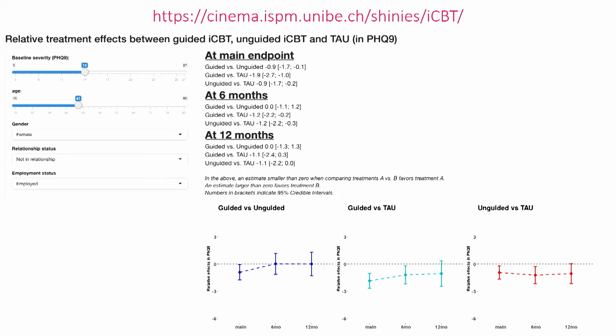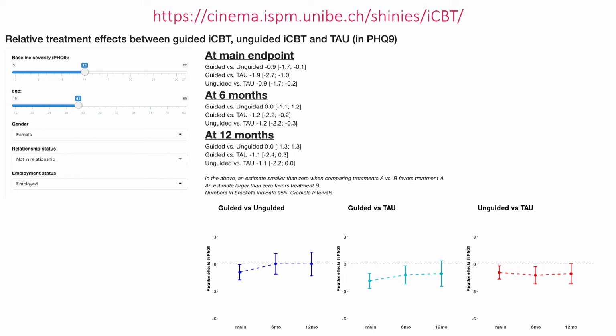You can go there. You can fill in all the details of one particular patient. You have to fill in baseline severity. You have to give the age. You have to give gender, etc., etc. And the variables you see at the left of the screen are those that predict the outcome. And so you can see for each individual what the exact outcome will be of the guided intervention, the unguided intervention, and how they relate to each other.